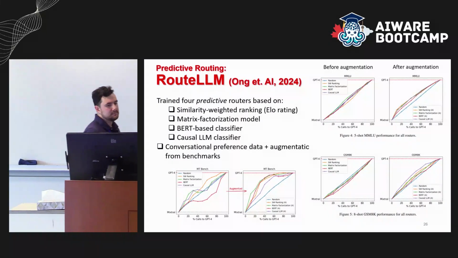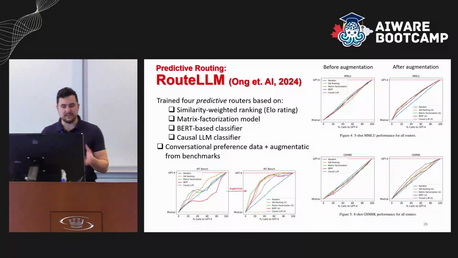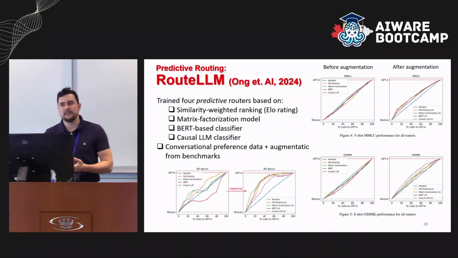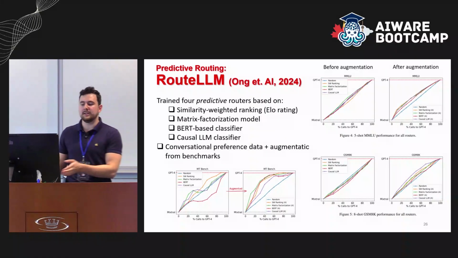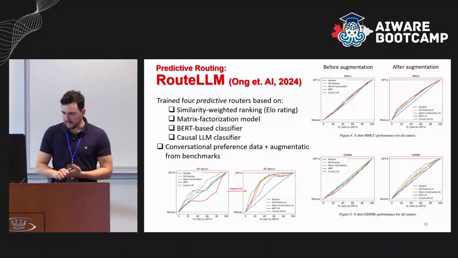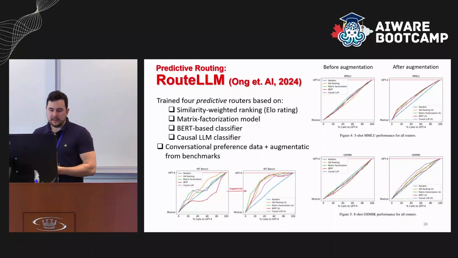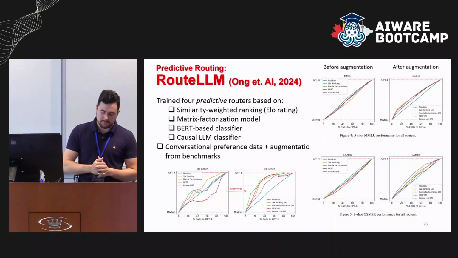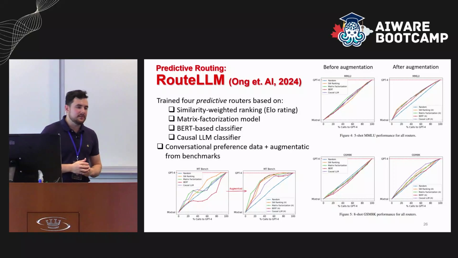Another one is a matrix factorization method. If anyone's familiar with recommender systems, it's taken straight from there. Another was a BERT-based classifier, masked language modeling, and lastly was just training a causal LLM, an autoregressive model, to give you an output. A couple of interesting things from this one, and you'll see this again in the challenges of this approach: the performance of the routers highly depends on the data.